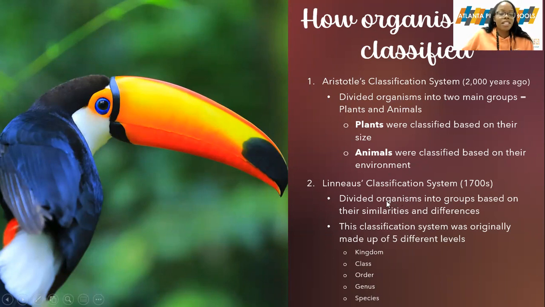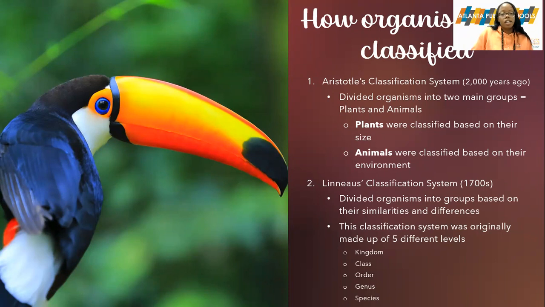This classification system was originally made up of 5 different levels, and those 5 levels made up the entire hierarchy. Those levels were kingdom, which is my highest level, the most broad level. Underneath that would be class, and then order, and then genus, and then species. So that is what he established.